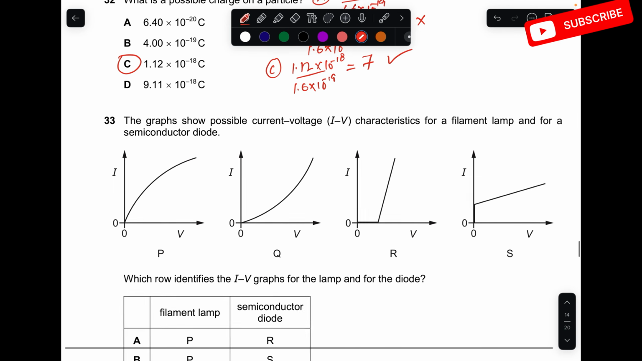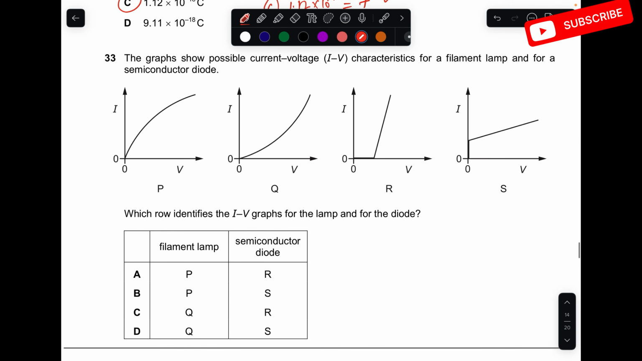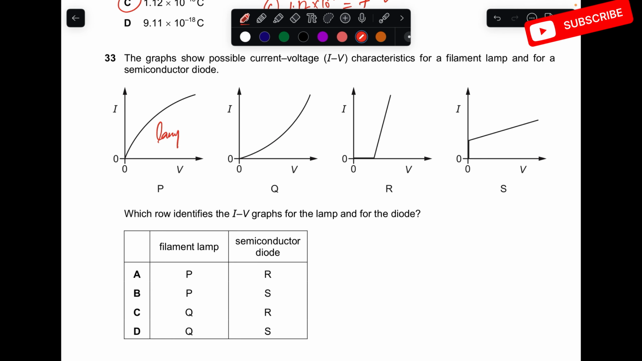Question 33. The graph shows possible current-voltage characteristics for a filament lamp and for a semiconductor diode. Which identifies the IV graph? This is for the lamp, because with the increase in voltage, current is not increasing proportionally. This one is for the diode. So it's option A, that is correct.